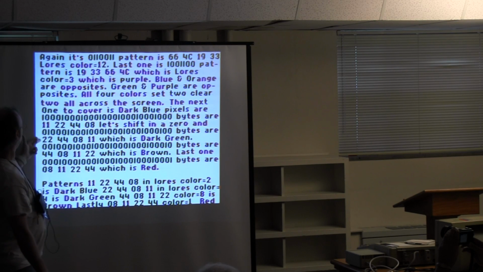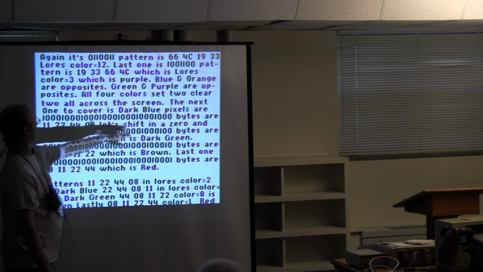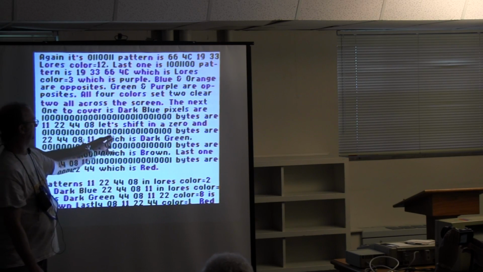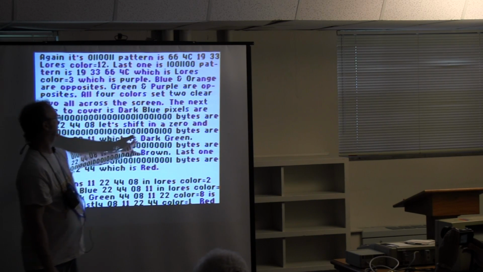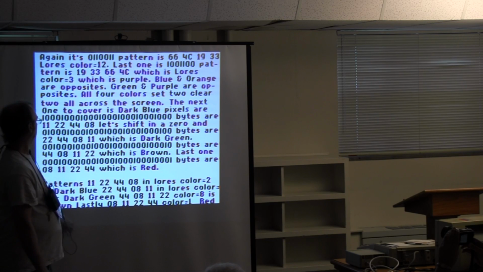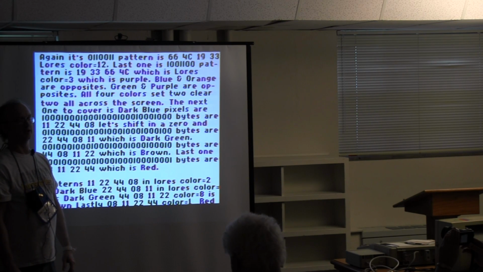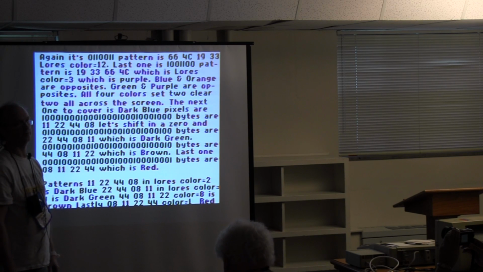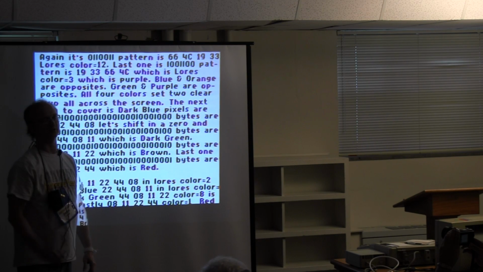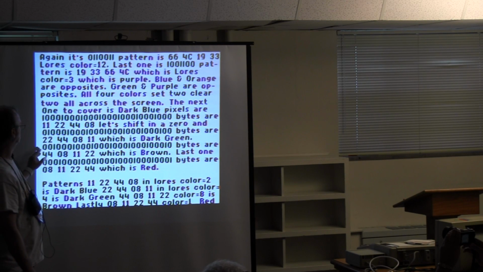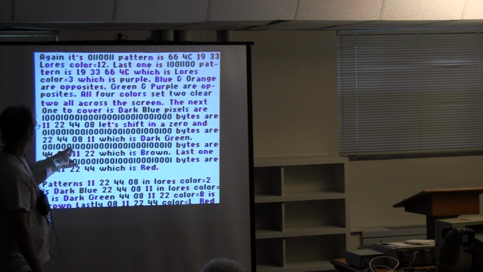Let's, if we shift a 0 into here and move all these down 1, now we change our pattern to 22, 44, 8, and the last one's an 11. In this case, the color pattern now is a color equals 4. And in low res, color equals 4 is dark green. Okay, let's go on to the next one. Say we shift in yet another one. 1, 2, 3, 4, 5, 6, 7.